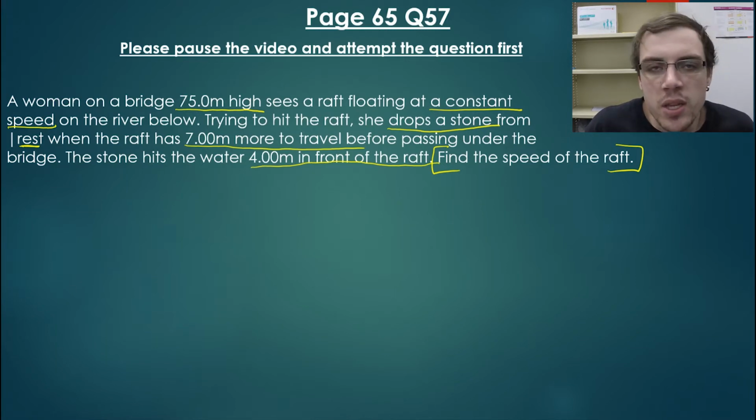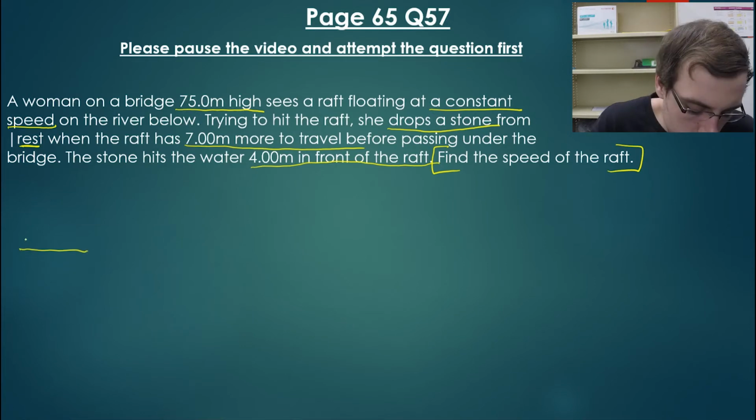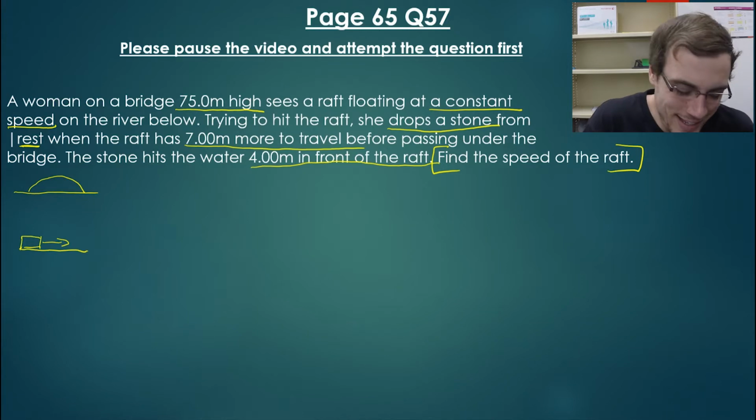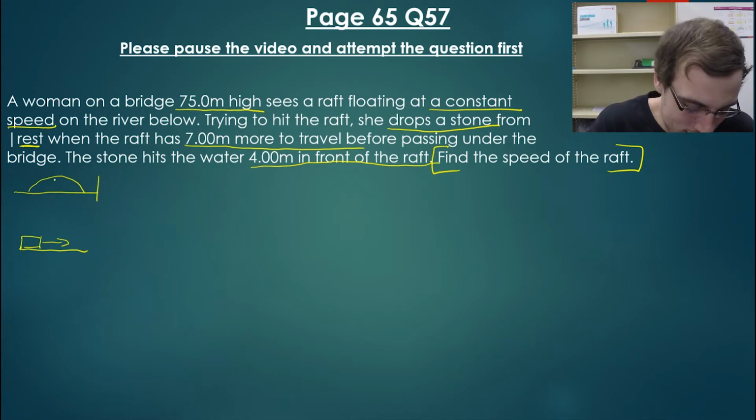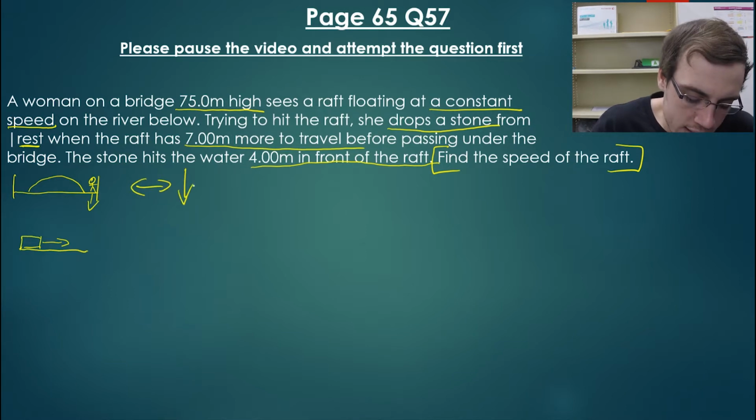Now, something that's very important here is that we are dealing with two axes. We've got a raft that's moving along this way, but we also have a bridge sort of thing. It doesn't look like a bridge, but anyway, you guys know what I mean. So we've got someone over here who's dropping a stone. So we've got both an x-axis and a y-axis that we're going to be dealing with here.